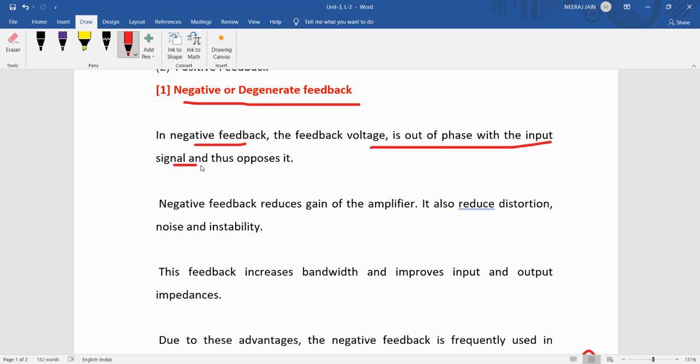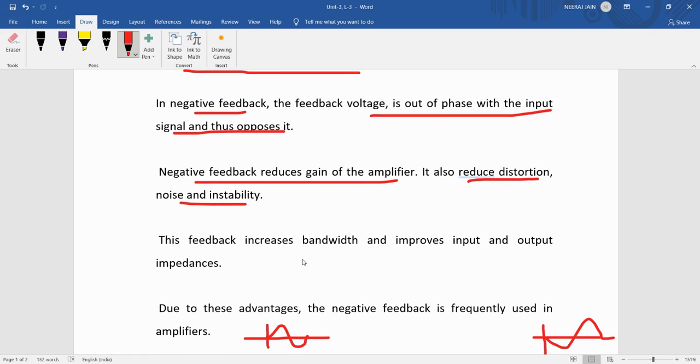So we can say that in negative feedback, the feedback voltage is out of phase with the input signal and thus opposes it. Negative feedback reduces the gain of the amplifier. It also reduces the distortion, noise, and instability in the system. It tries to bring the system to the verge of stability.